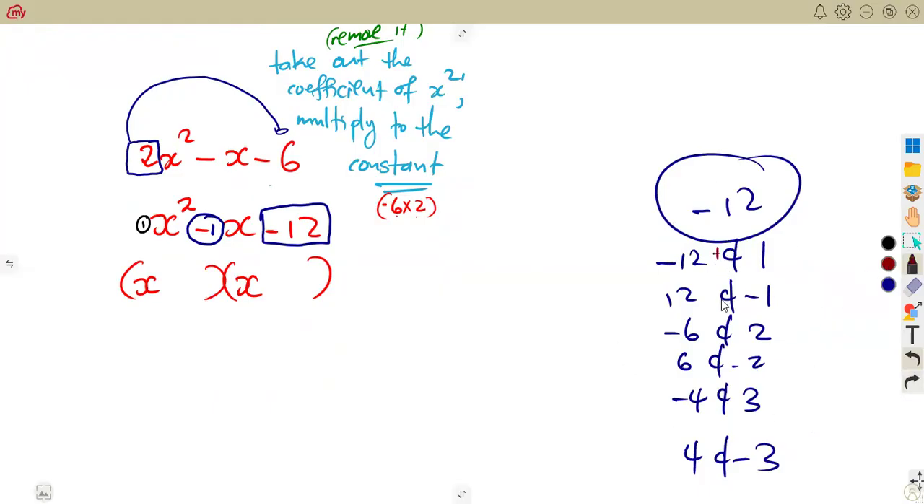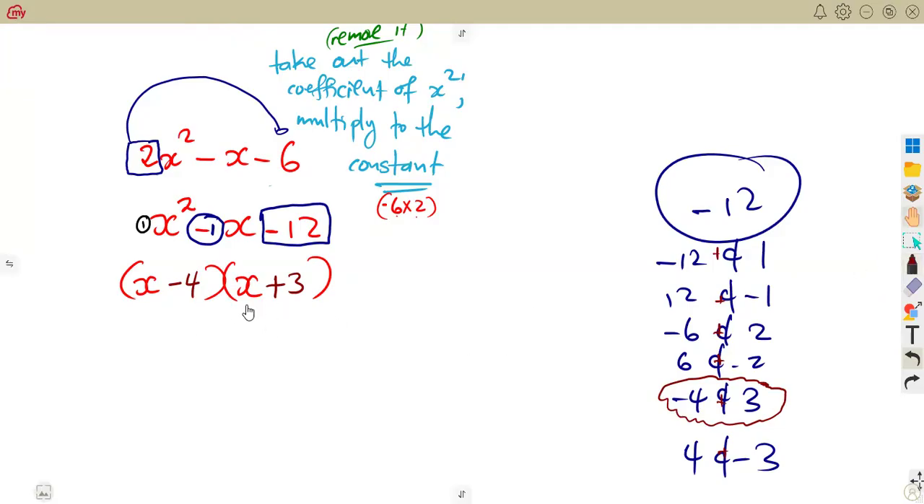You add each and every part to see which one you are going to obtain a negative one. You're going to see that a negative one appears when you add minus 4 and a 3. So we are going to have a minus 4 and a 3, like this. So this is what you're going to have: x minus 4, x plus 3.